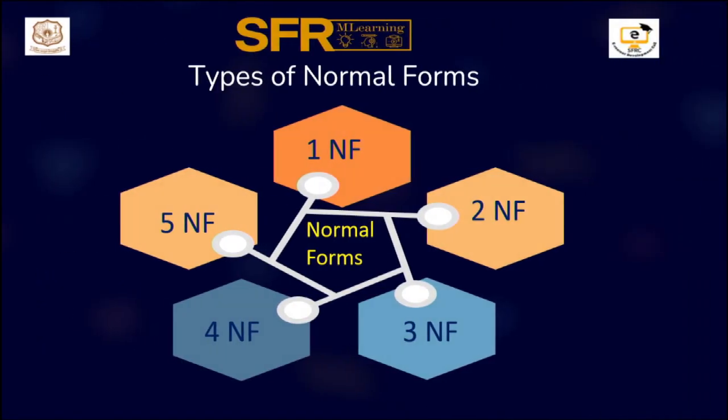Then let's see the types of normal forms. There are 5 types of normal forms in normalization: 1NF, 2NF, 3NF, 4NF and 5NF. In this video, we are discussing three normal forms: 1NF, 2NF and 3NF.